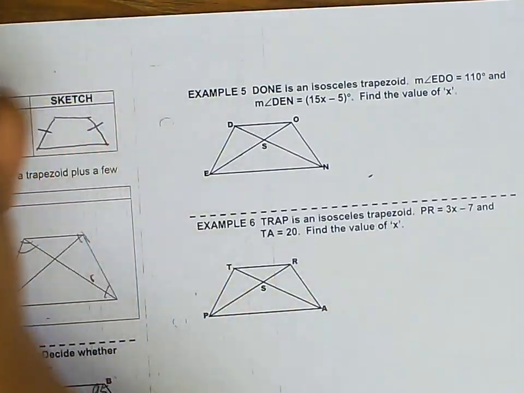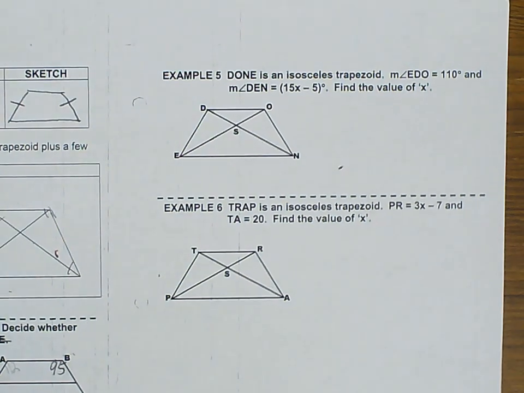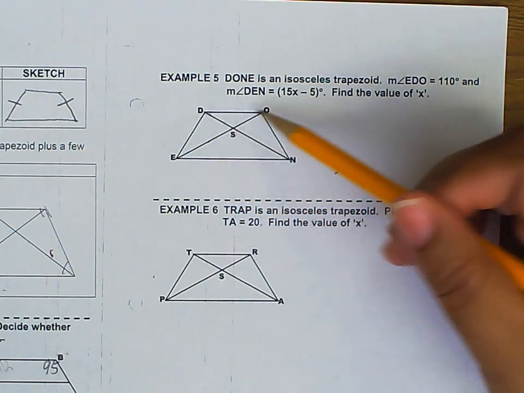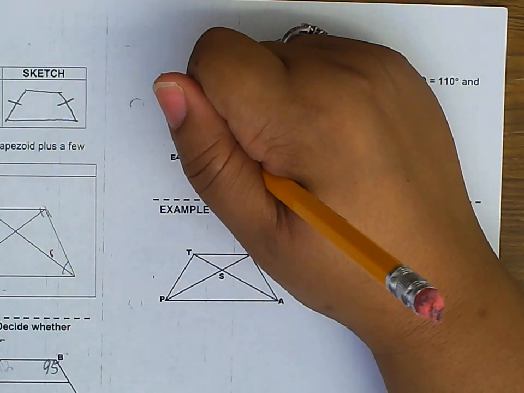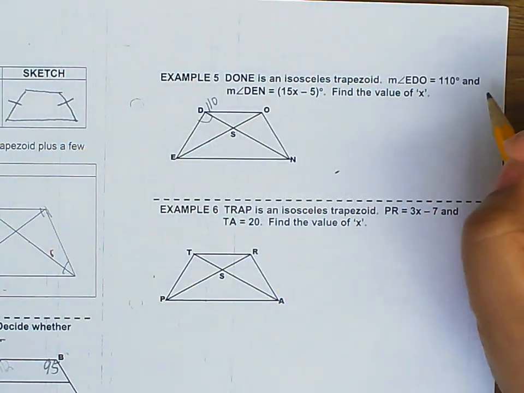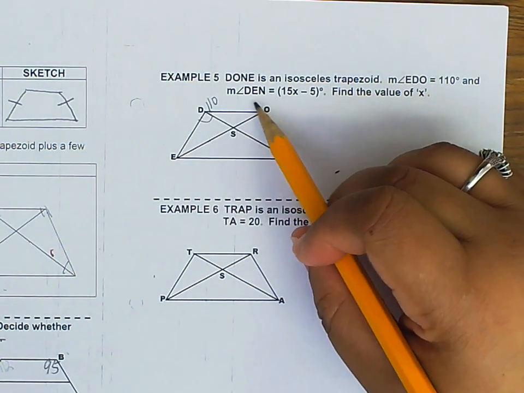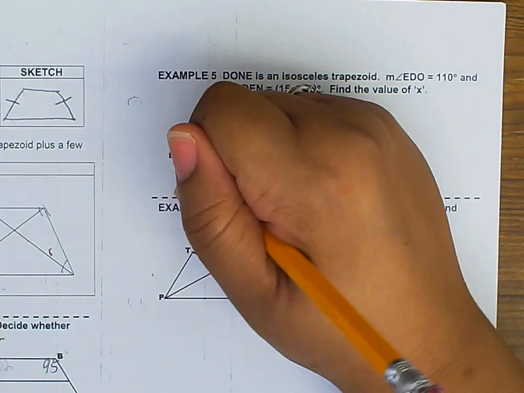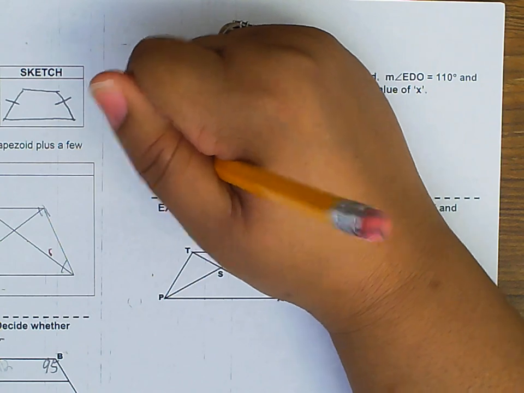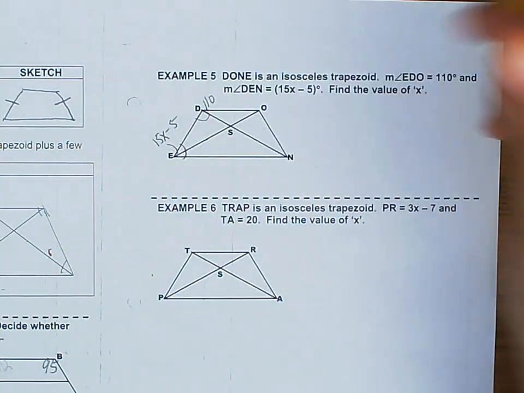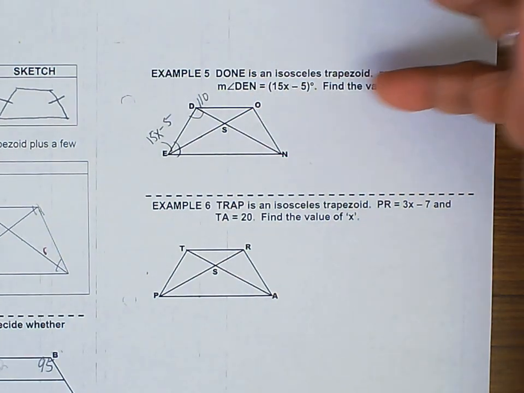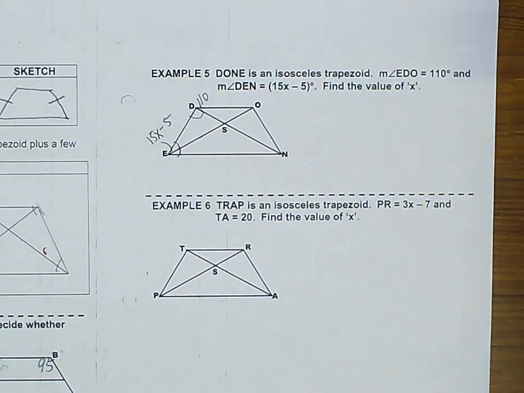Let's look at example 5. Oh, we have DONE. DONE is an isosceles trapezoid. The measure of angle EDO equals 110. So this whole thing here is 110. And the measure of angle DEN, this whole thing here, is 15x minus 5. Don't forget, if you're writing it on paper, you need to copy the entire problem and the picture.